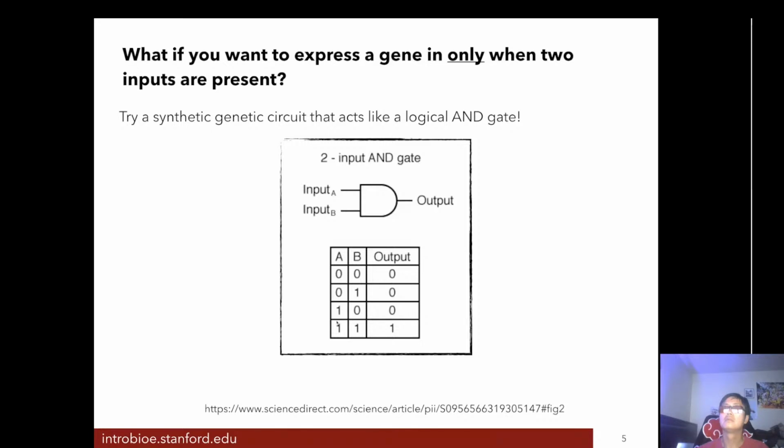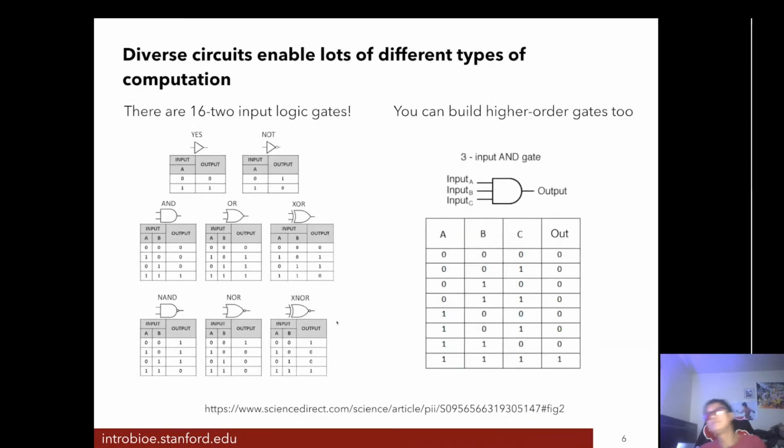Now, I just showed you a buffer gate, an OR gate, and an AND gate, but there are actually even more types of logic gates that you can build into living organisms in order to control their behavior. There are 16 different 2-input logic gates that allow you to take 2 different inputs and determine what to do based on the presence of those 2 inputs. And you can build even higher order logic gates too, where you have let's say 3 inputs and you only produce your output gene when all 3 inputs are present in the environment. And so these types of logic gates are really powerful. They're only one type of synthetic genetic circuit too.